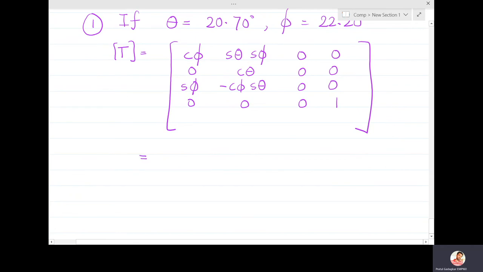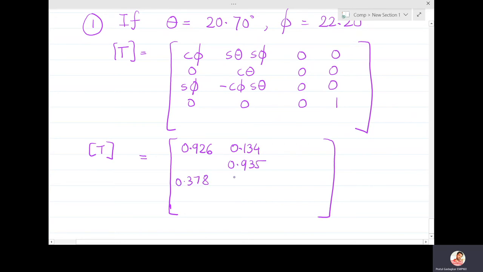So when you evaluate the values of phi and theta, the dimetric projection matrix will look like this. I am ready with the calculations here, so I will write them down directly. In your spare time you can check the values. This is 0.935, and this is 0.378, this is minus 0.327, and all other entries are 0, except one entry which is 1.